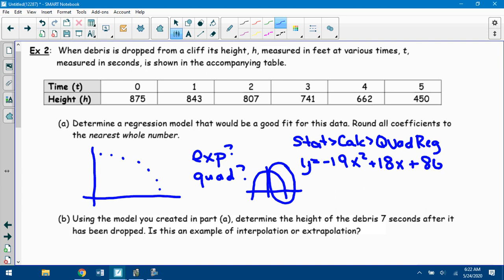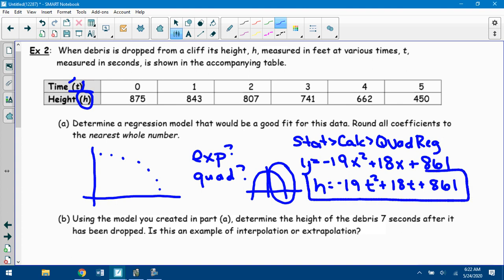Now the other thing is this one did give you specific variables. They want the time and height. So you really should have h equals negative 19t squared plus 18t plus 861. So as always, watch those variables because that loses you a point for notation.